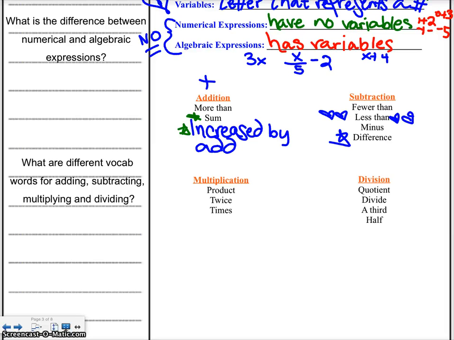Multiplication, we have product. Twice, like twice a number would mean you'd go 2 times something. Times, this beautiful word of, means multiply. Like 3/4 of a number would be 3/4 times x or something like that. Which one do you think is the most popular? Jada. Product. Yeah. Product sure is, and guess what? So is of.